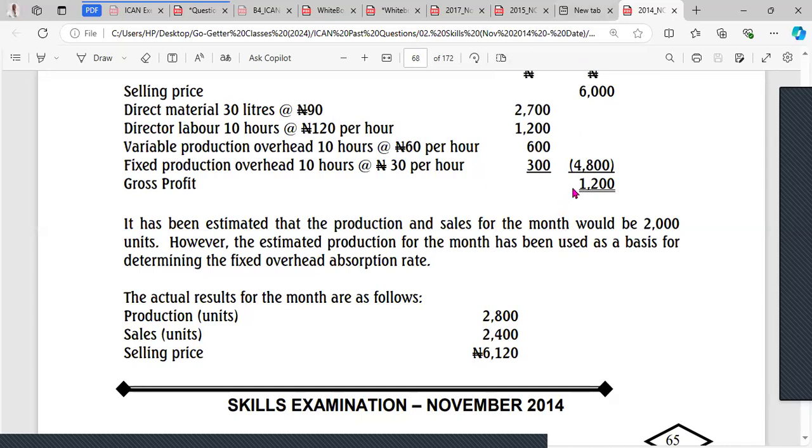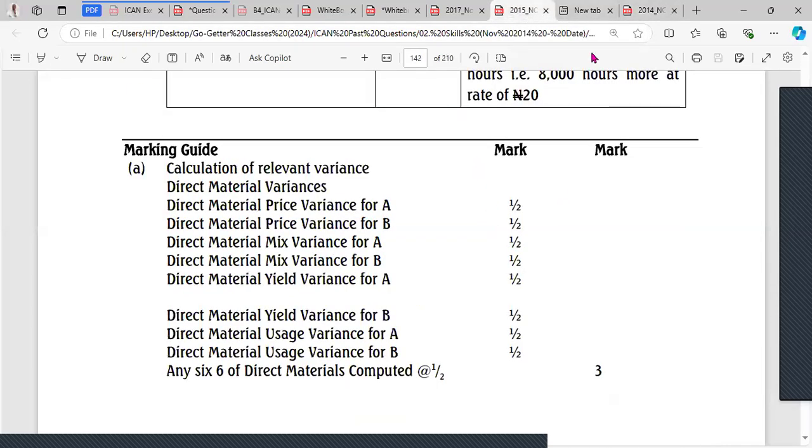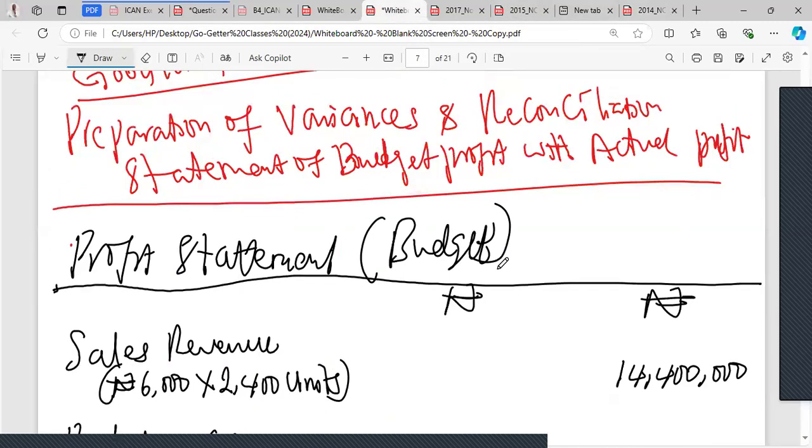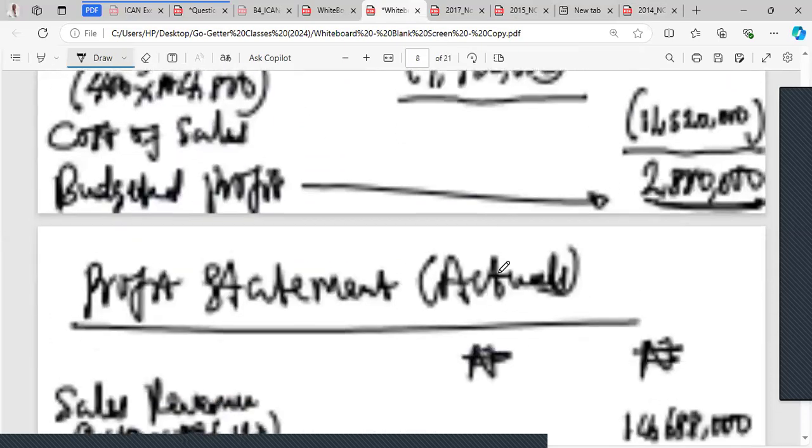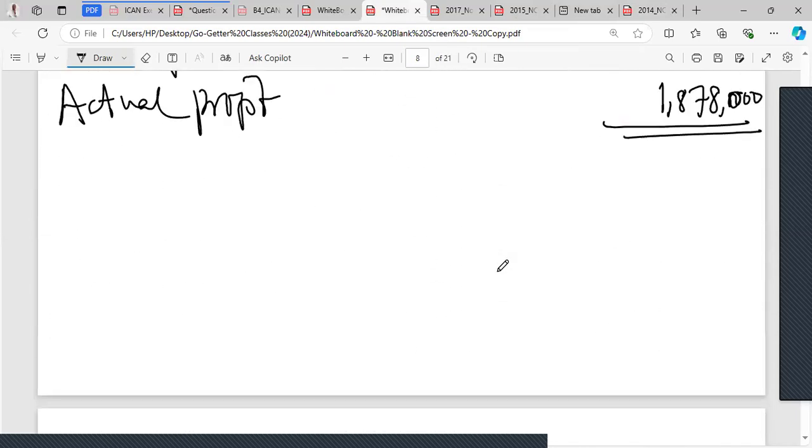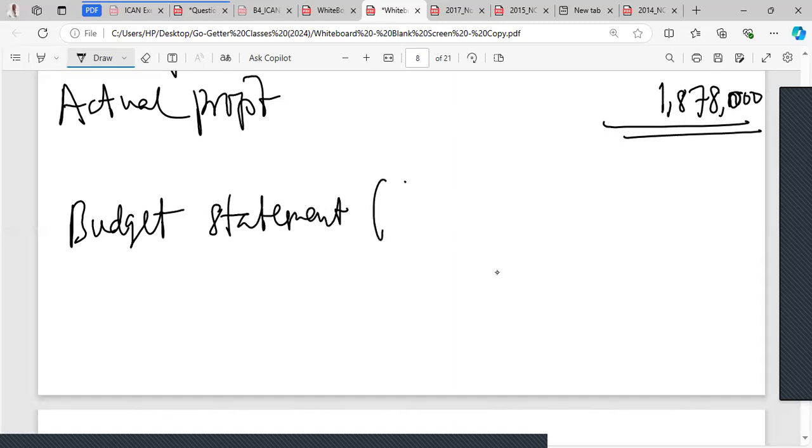So what we just did now was flex budget. What we just did now, first one, flex budget, right? Then this is actual. You want to do your fixed budget. Okay, let me write budget statement, fixed.